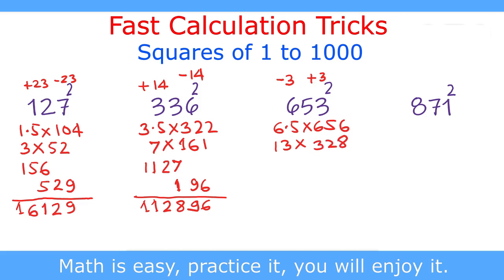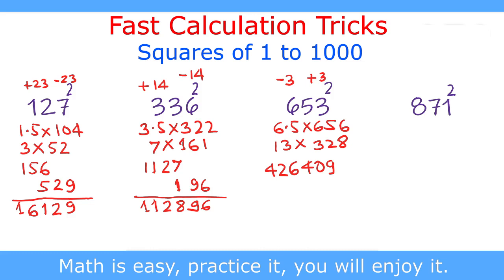On multiplying 13 to 328, 13 times 8 is 104. We write 4 and carry 10. 13 times 2 is 26 plus 10 is 36. We write 6 and carry 3. 13 times 3 is 39 plus 3 is 42. Now square of minus or plus 3 is 9. We write 09 as we have to write in 2 digits. Thus the square of 653 is 4,26,409 or 426,409.